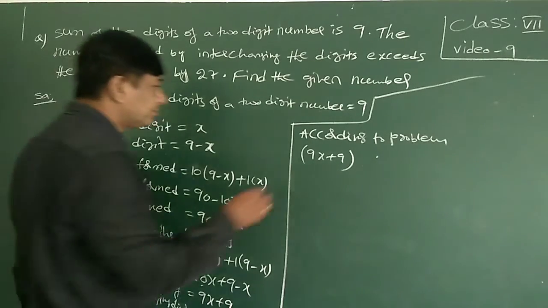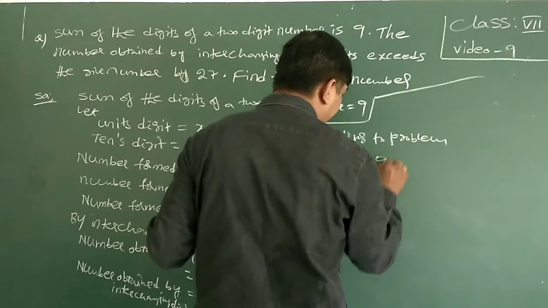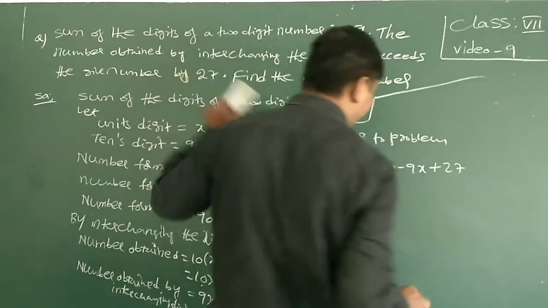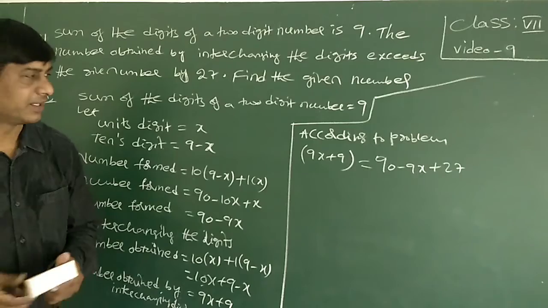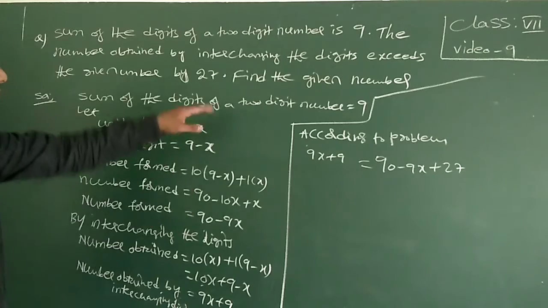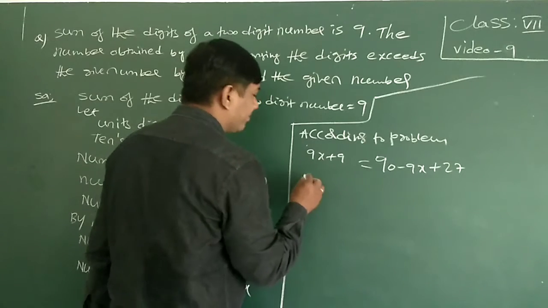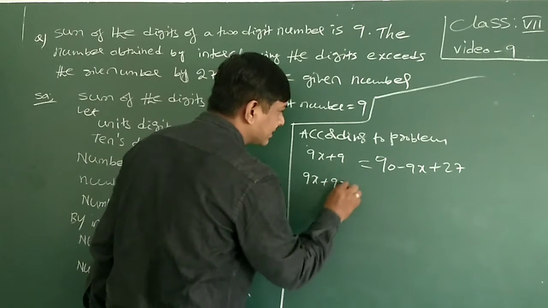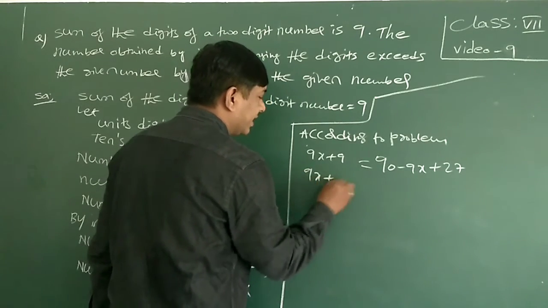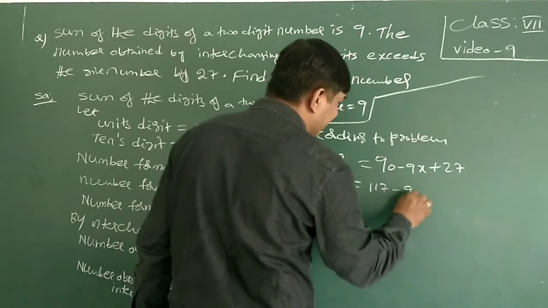This exceeds the given number. What is the given number? 90 minus 9x, plus 27. The interchanged number is more than the given number by 27. Now separate the variables. 9x plus 9 is equal to, first I will simplify this, 90 plus 27 is 117, minus 9x.